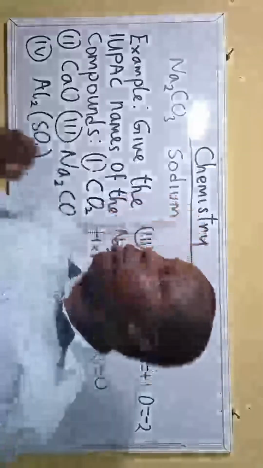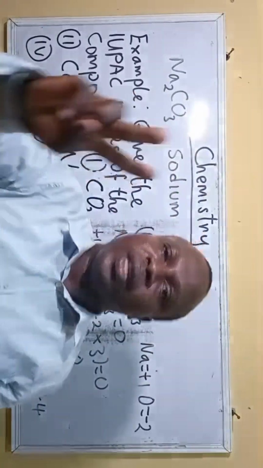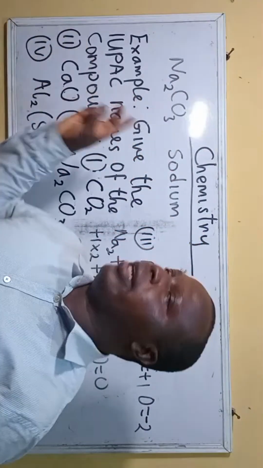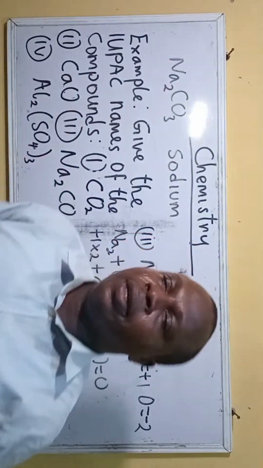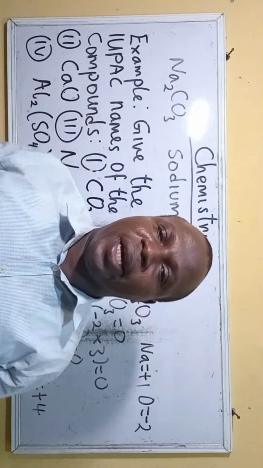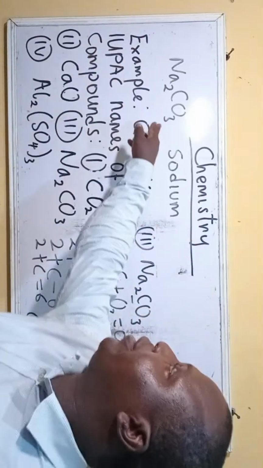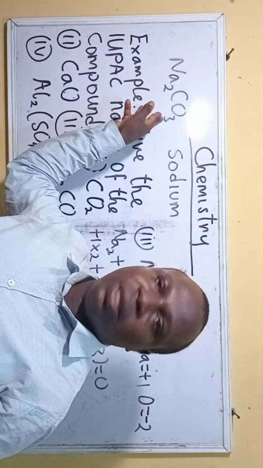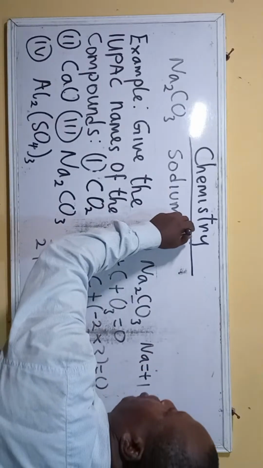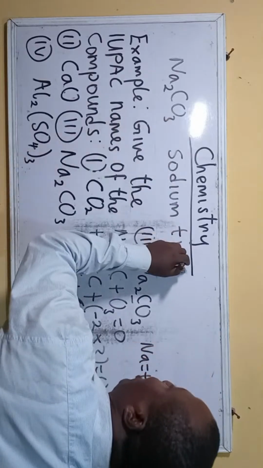Remember, one can be unit or mono, two is di, three, according to chemistry, is tri, four is tetra, five is penta, six hexa, seven hepta, eight is octa. Since you have three atoms of oxygen here, I have sodium, I have three. It will be sodium tri. Oxygen becomes oxo.